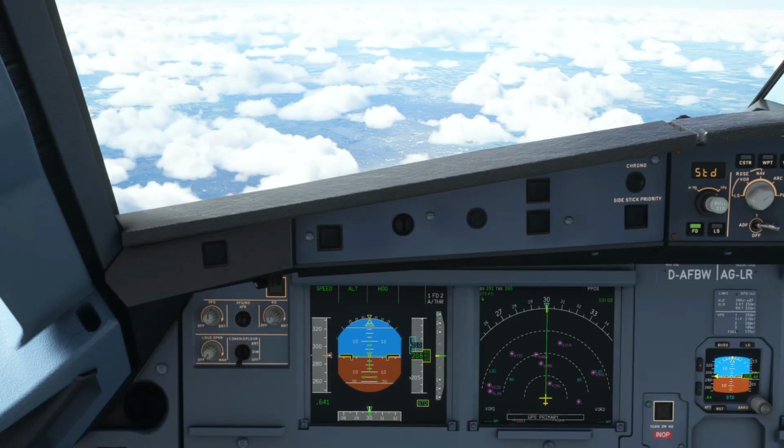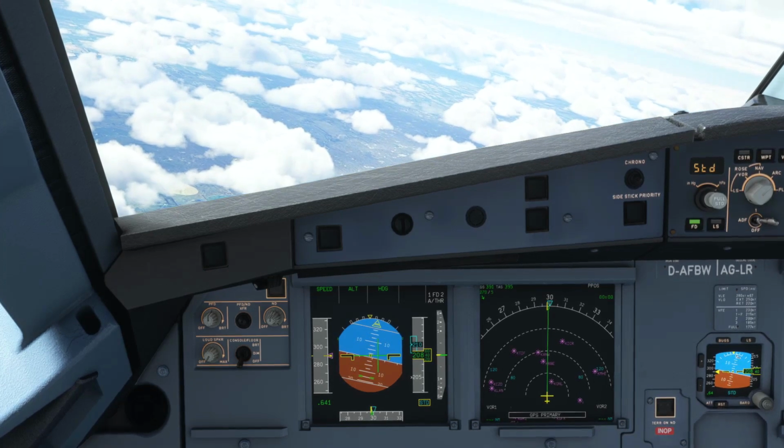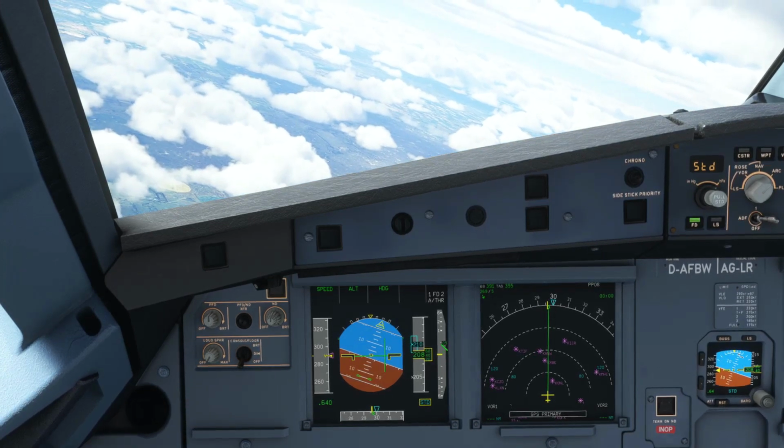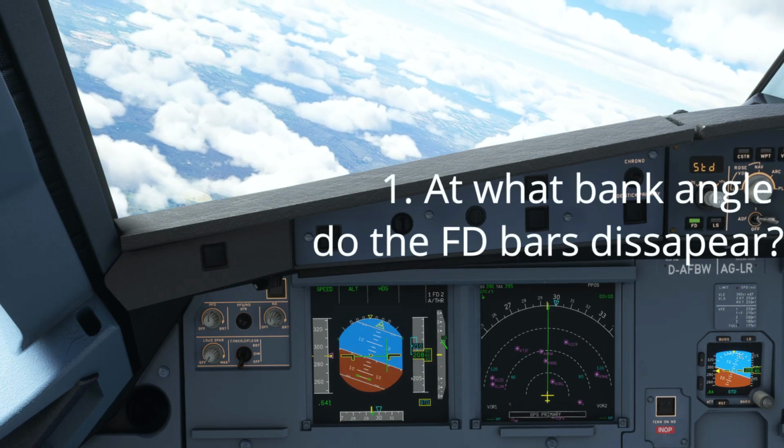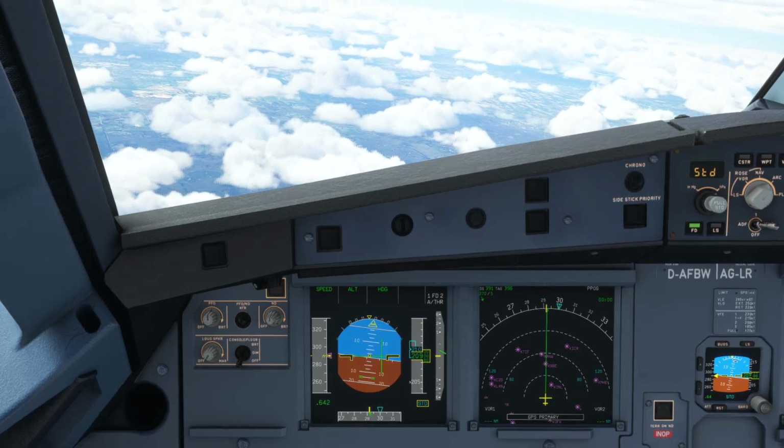On the flight deck, you'll all be familiar with the flight director and the green bars. However, at what bank angle do the flight director green bars disappear? So an easy one to start with: at what bank angle do the flight director bars disappear?